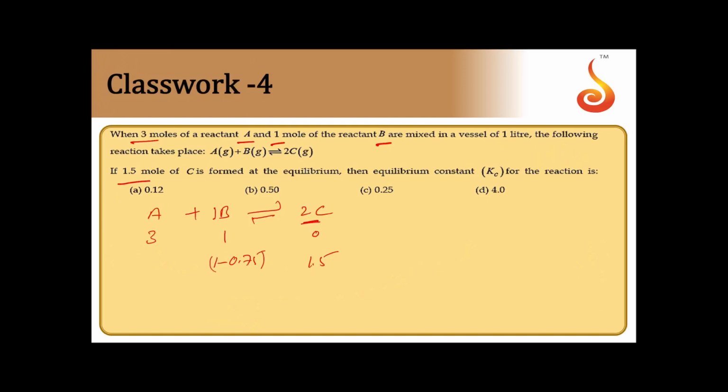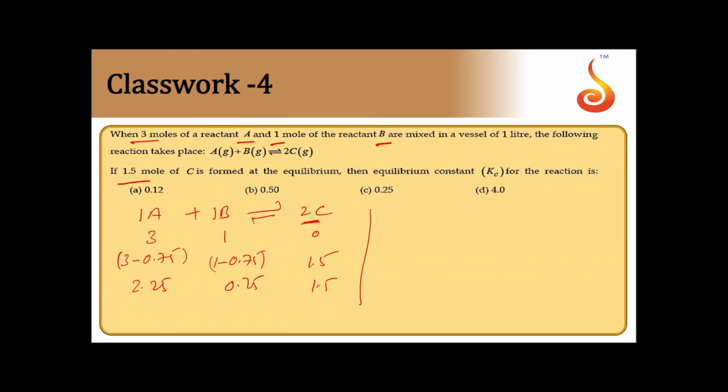Here also, in the same way, 1 mole of A gives rise to 2 moles. We got 1.5 moles here, so 0.75 should react here. So 3 minus 0.75. The remaining moles here are 2.25 here and 0.25 moles here, and 1.5 we have. All of them are equilibrium moles.